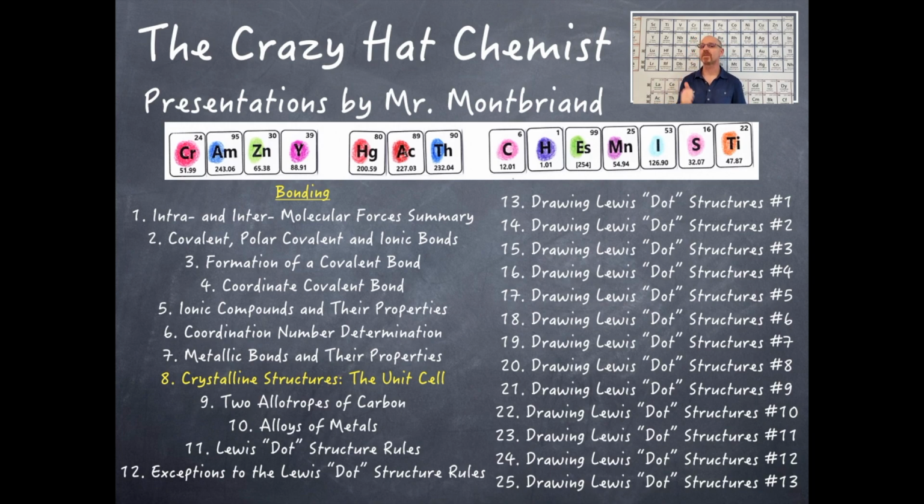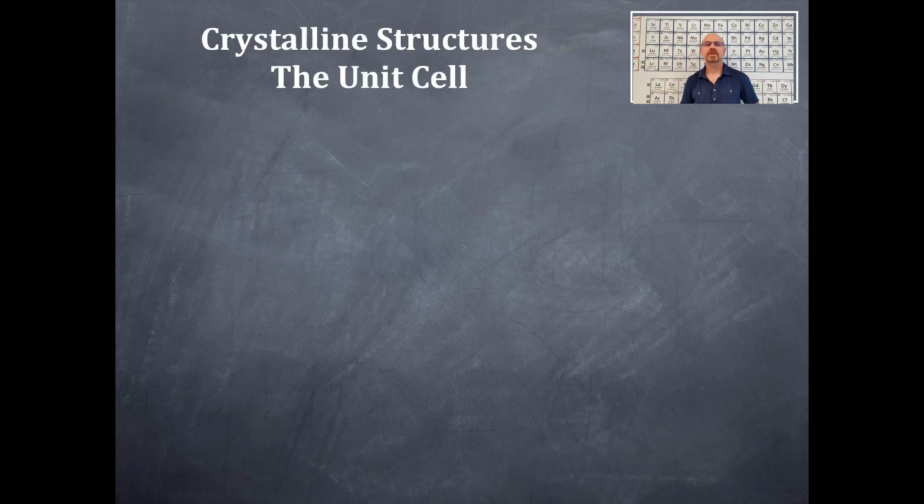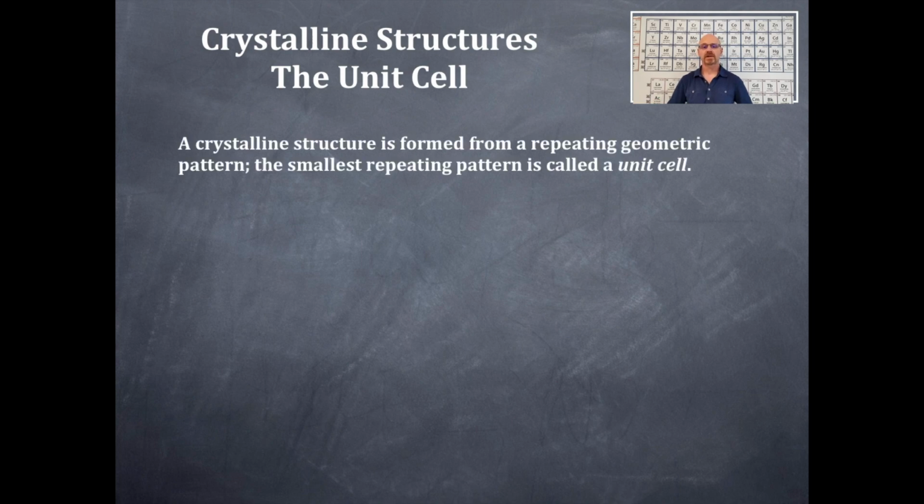So here we go, number 8 video on bonding. So, bam! Today we're going to be talking about the crystalline structure of the unit cell. A crystalline structure is formed when a repeating geometric pattern forms, and the smallest repeating pattern is called a unit cell.